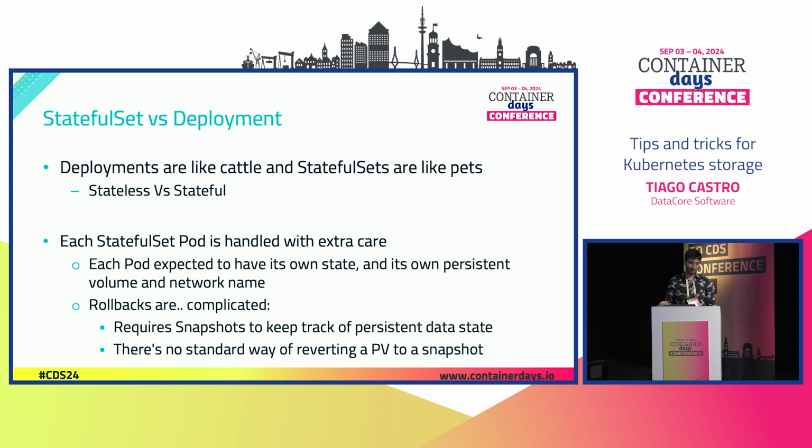How do you roll back? You can roll back all the metadata related to the pod, but how do you roll back the actual data? So you could use snapshots to keep track of the persistent data, although there is no way today of reverting a PV back to a snapshot in a standard way, at least that I know of. It will have to be specific to the CSI provider that you're using.